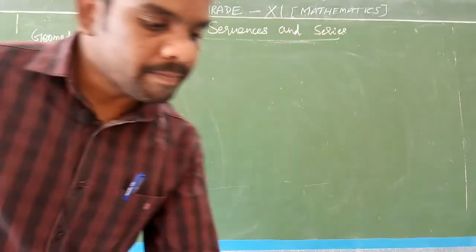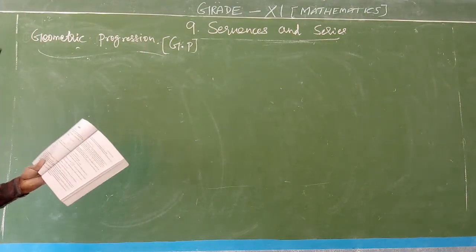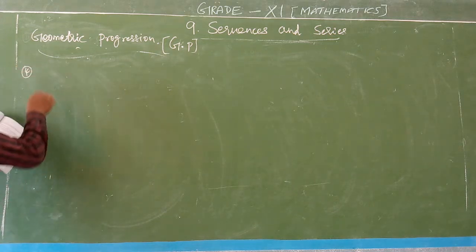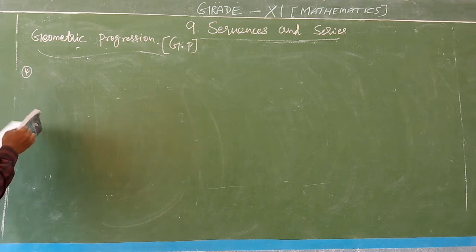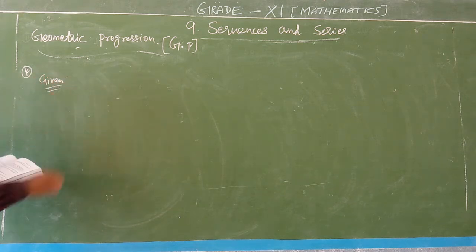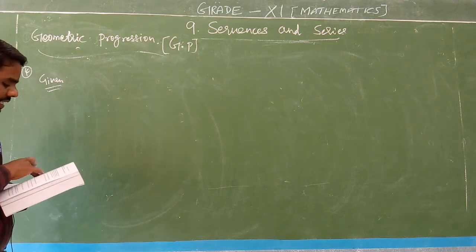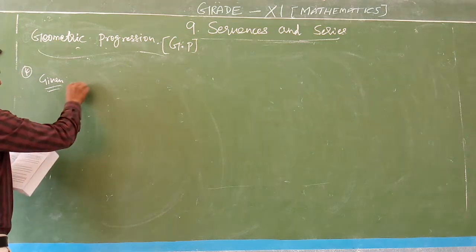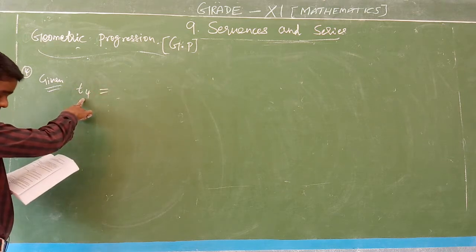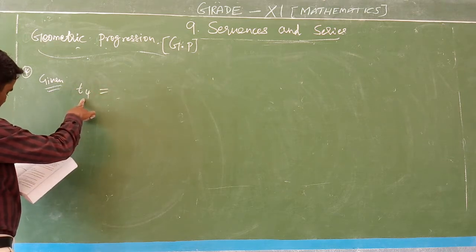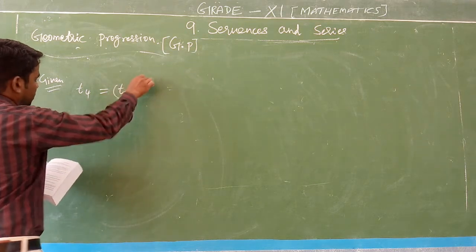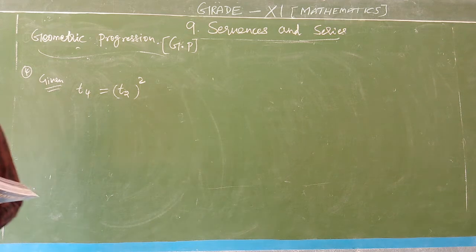The fourth term of a GP is the square of its second term. Given: the fourth term, T4, is equal to the square of its second term, that is T2 whole square. And the first term is minus 3.